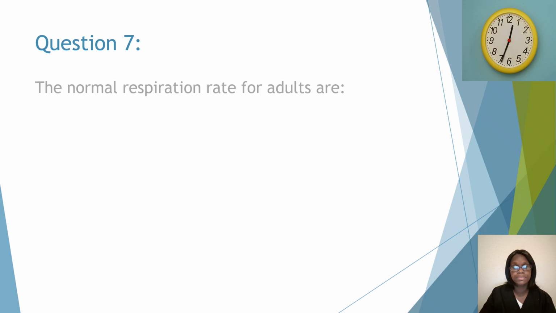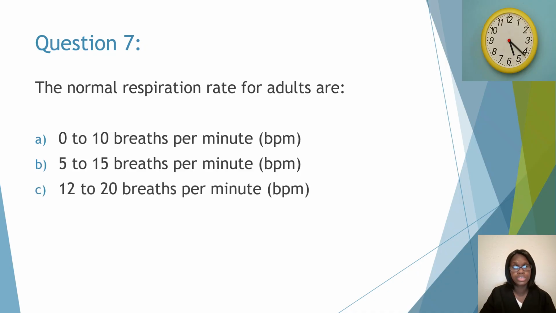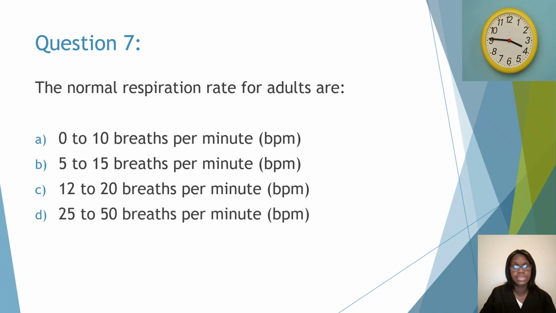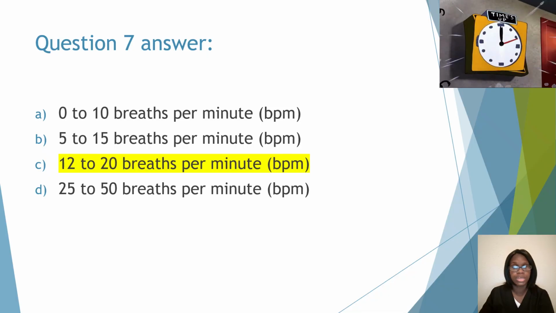All right, question 7. The normal respiration rate for adults is: A, 0 to 10 breaths per minute; B, 5 to 15 breaths per minute; C, 12 to 20 breaths per minute; D, 25 to 50 breaths per minute. Okay, the correct answer is C, 12 to 20 breaths per minute.